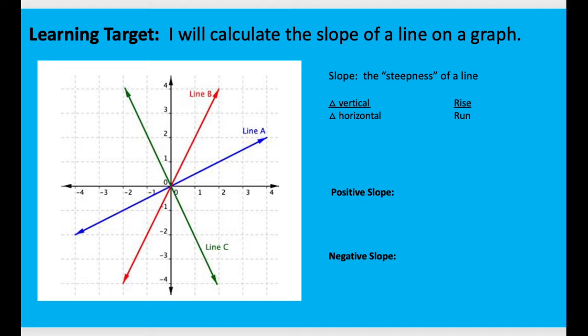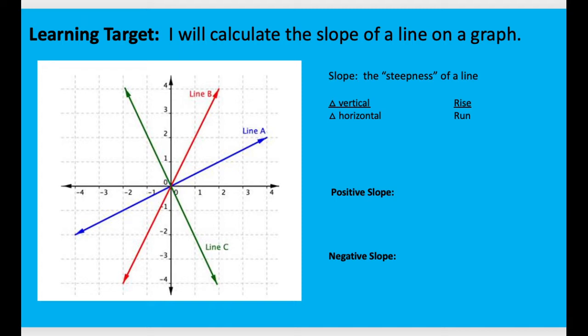The way that we're going to write slope is as a ratio of the change in the vertical distance over the change in the horizontal distance. When you look at this ratio, you see these little triangle symbols, which mean delta, or change. So change in vertical over change in horizontal. Another way to write it would be the rise over the run. Both the red and the blue lines, line A and line B, have a positive slope.